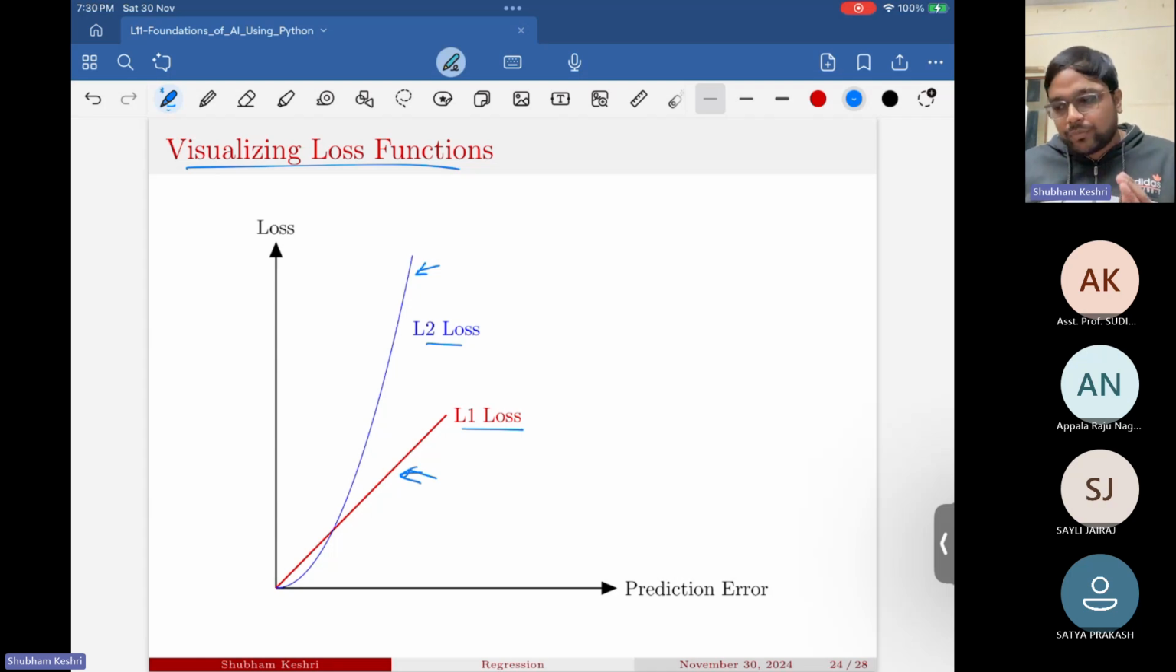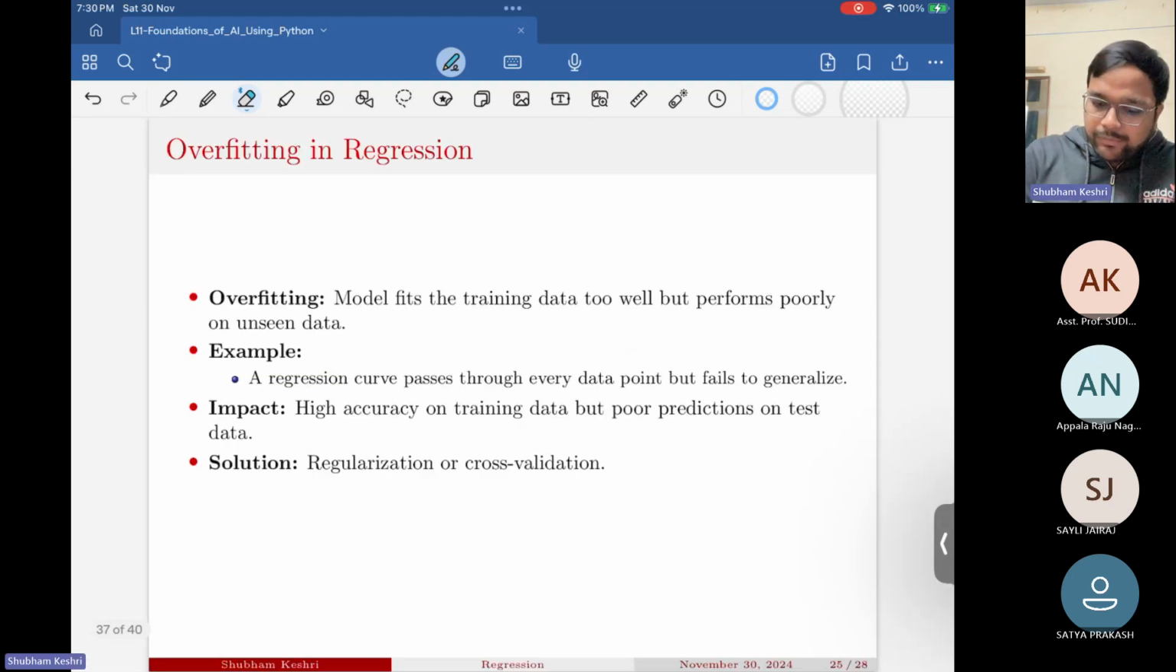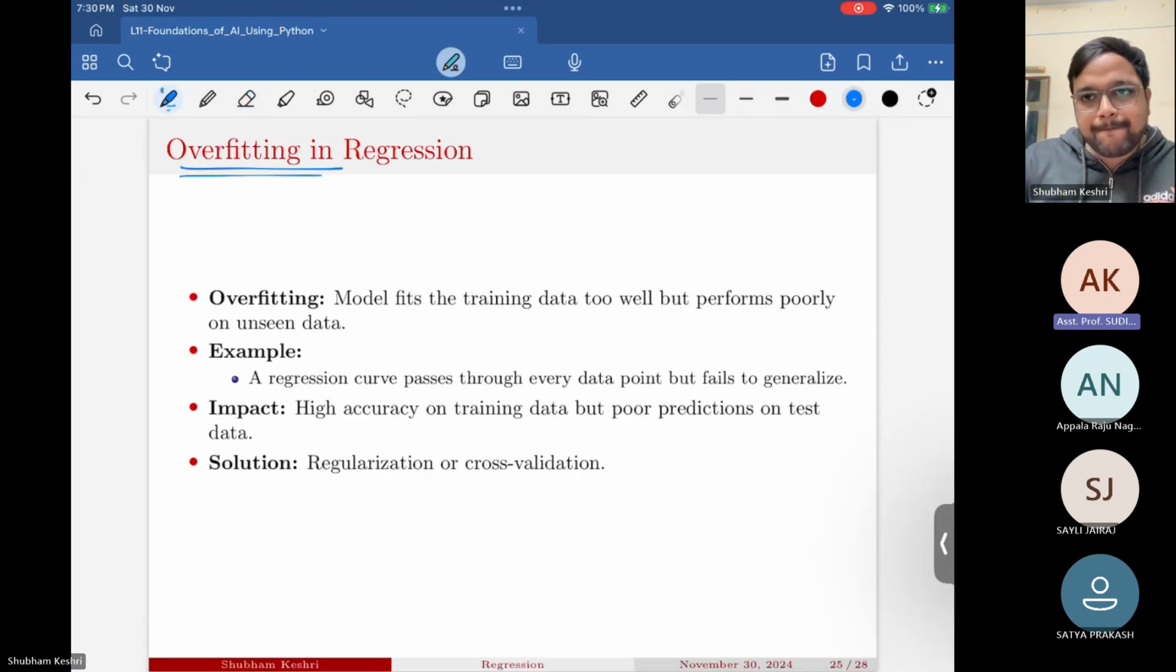So you have to see whether L1 is useful for you or whether L2 is useful for you. Whatever you are trying to model, if going far away from the actual value is very detrimental for you, then you use the L2 function to minimize. Otherwise you can just use the L1 function. So you have to choose which function you are trying to minimize, right?